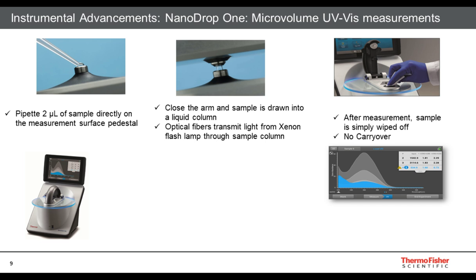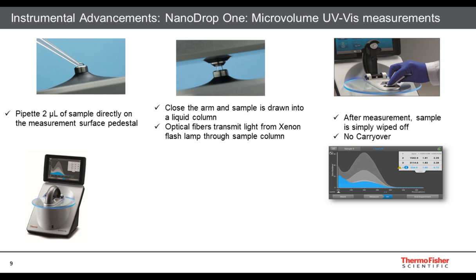From an instrumental advancement point of view, the technique is very mature, but there's still progress being made. And one of the biggest advancements in recent history has been the introduction of microvolume UV-vis measurements. So instead of using a 1 centimeter cell or a half centimeter cell, you can remove the cuvette entirely and pipette 1 to 2 microliters of sample directly on a pedestal. Now, you can kind of see in this upper right-hand picture, there's an arm that will then come down, make contact with that droplet, and then relax out to pull that droplet into a liquid column.